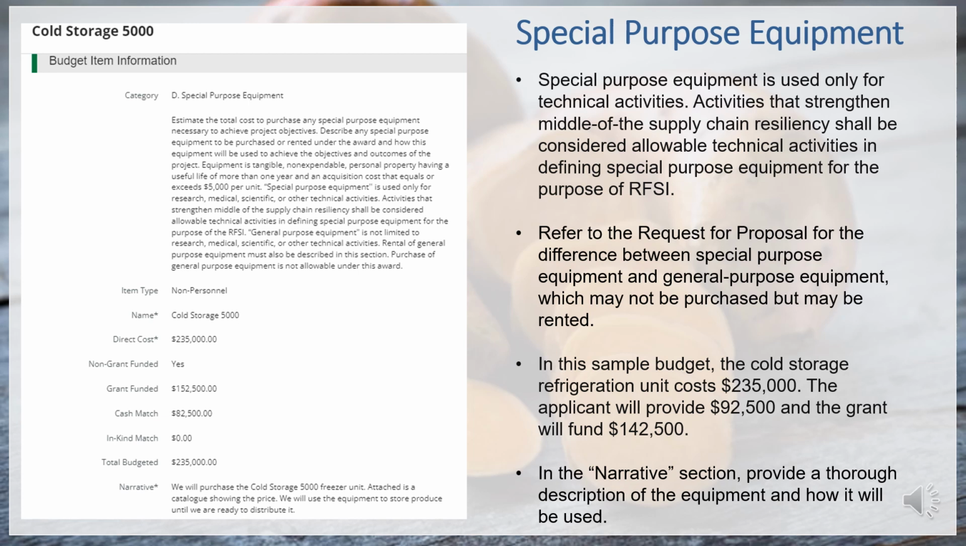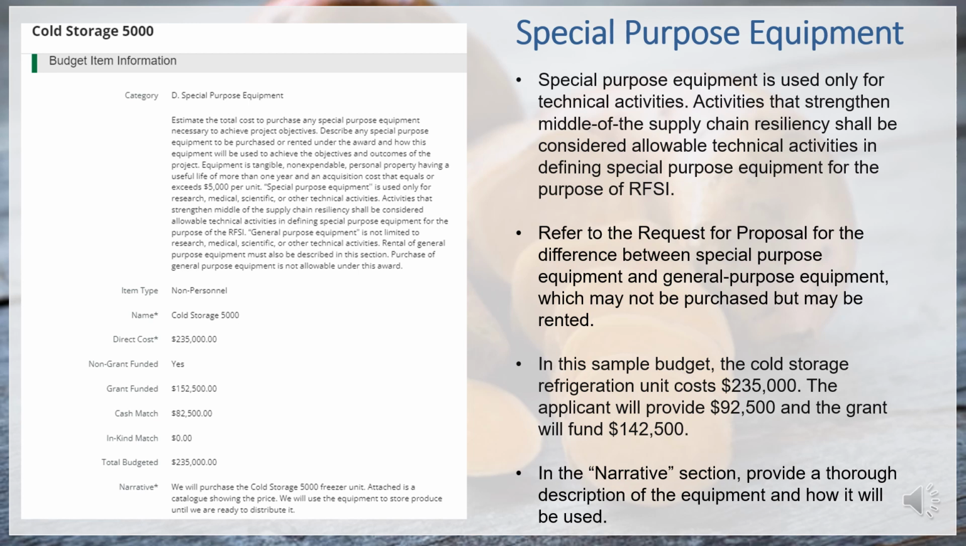Special purpose equipment is the next line item. Special purpose equipment is used only for technical activities. Activities that strengthen middle of the supply chain resiliency shall be considered allowable technical activities in defining special purpose equipment for the purpose of RFSI. Refer to the request for proposals for the difference between special purpose equipment and general purpose equipment, which may not be purchased but may be rented.